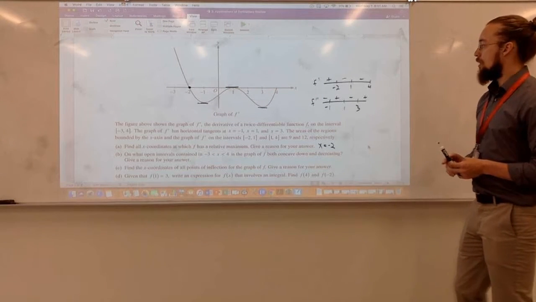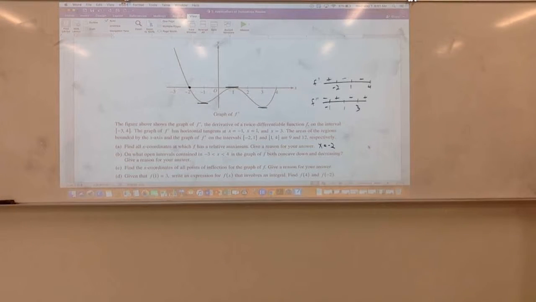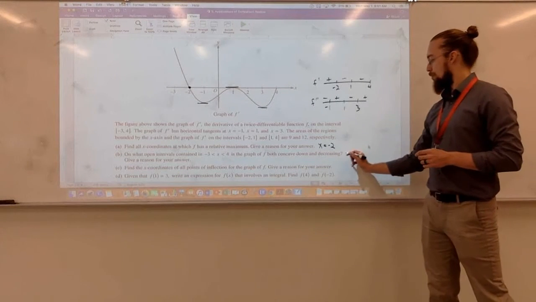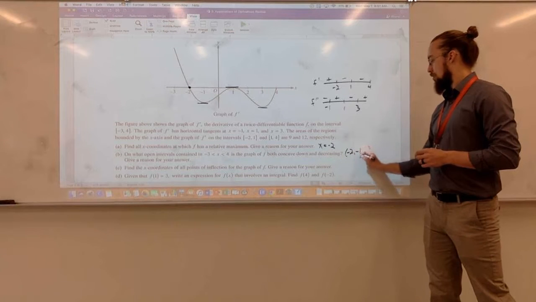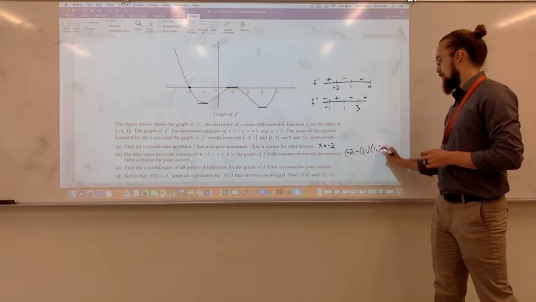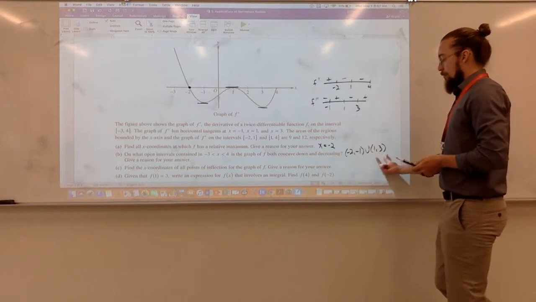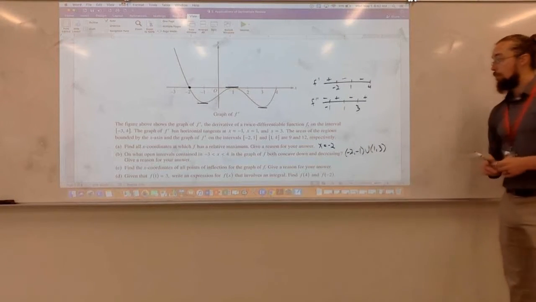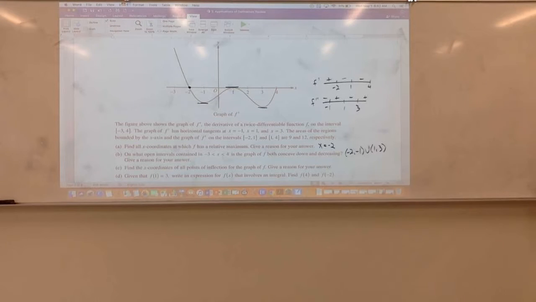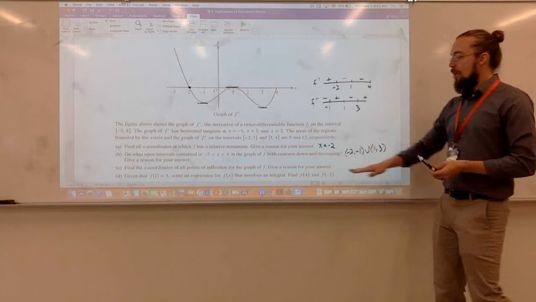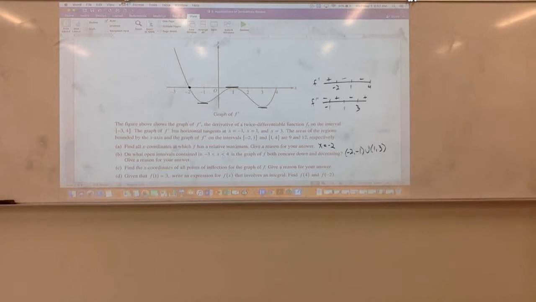Yeah, I think it'll be -2 to -1, and then 1 to 3. And again, it says give a reason for your answer. So we could say something like, on these two intervals, both the first and second derivative of f are negative. Okay, something like that. Then part C, kind of already did all the work for that in part B.